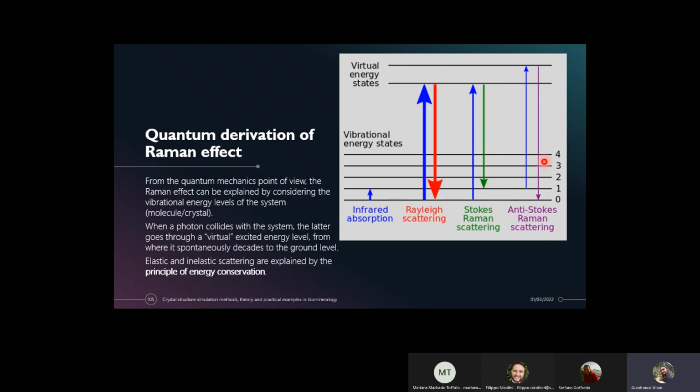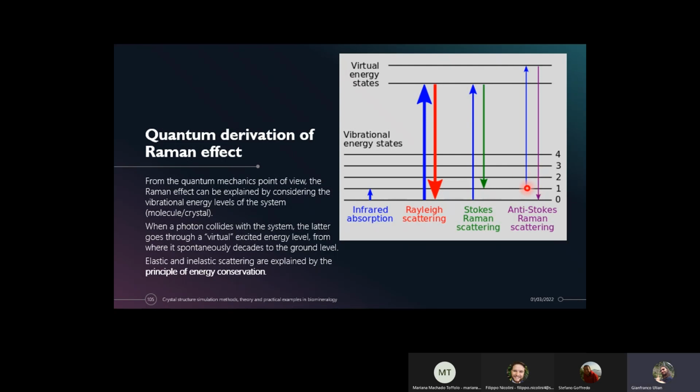Okay, so what we measure here is this difference. If you take the difference between the energy of the incoming light and the energy of the emitted photon, you can obtain the quantum energy for the excitation of that vibrational level, as in infrared spectroscopy.